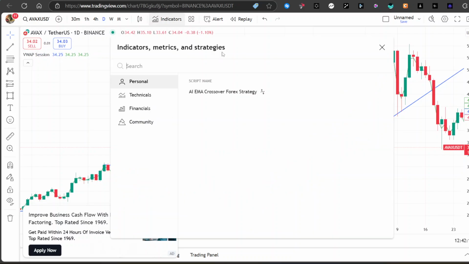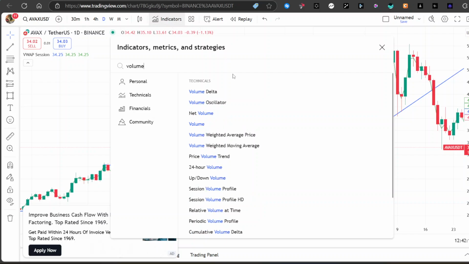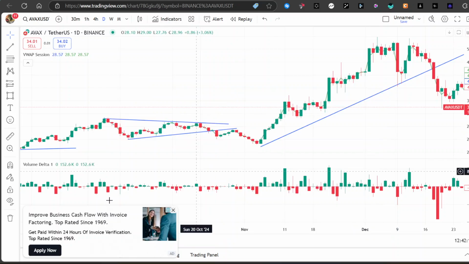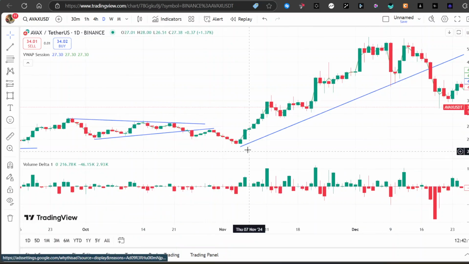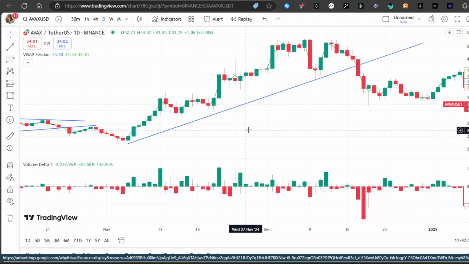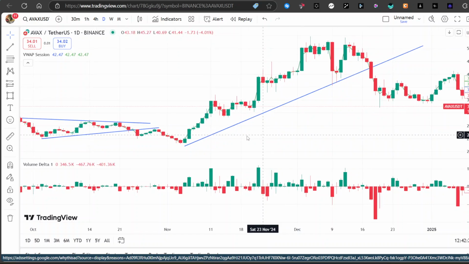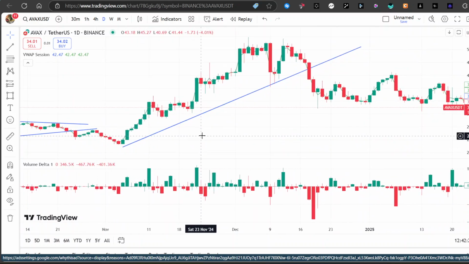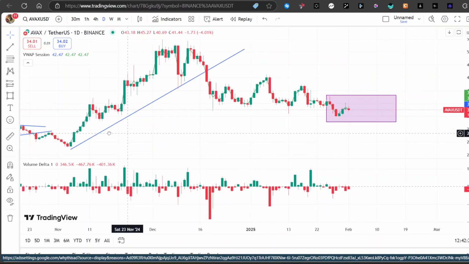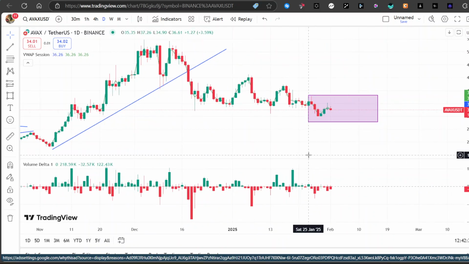So let's just add on volume data to the chart. So whenever you have high volume, for example, it can help you to confirm the signals given by the anchored VWAP.